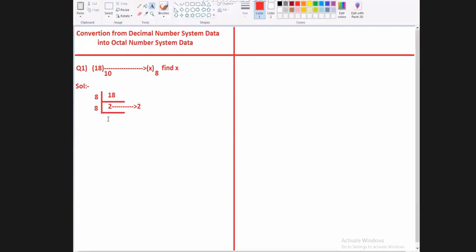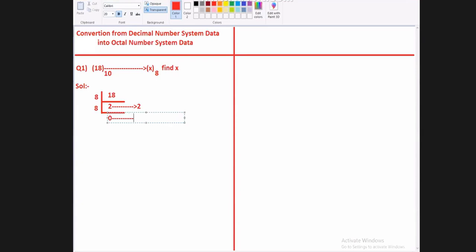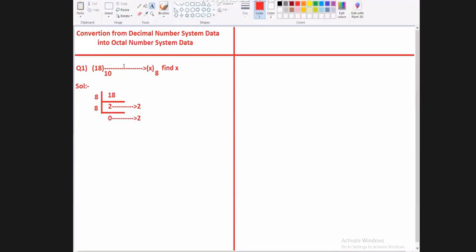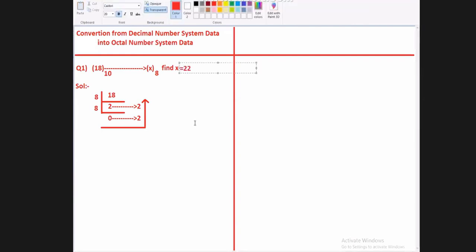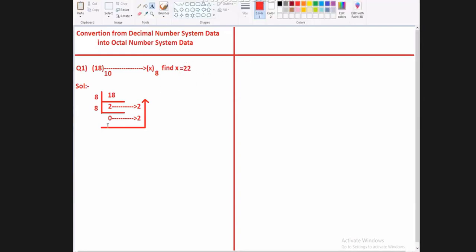Come on, 8 0, definitely 0. You need to go on doing that until I get 2 again. So this is the one which you need to take. Coming to this point, here I'm writing something like this. What I'm writing here: x is equal to 22. I'm writing 0 on the left side, 0 22.